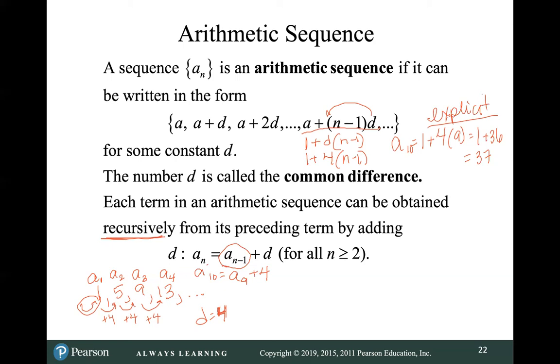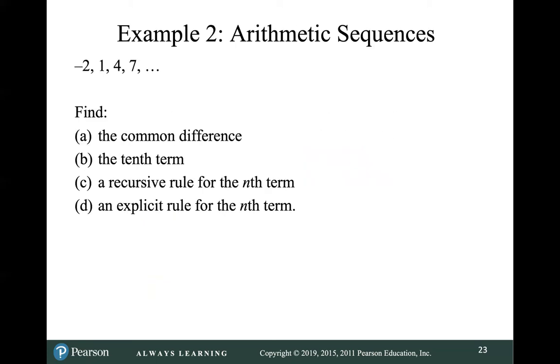Okay, so let's go ahead and take a look at an example. Arithmetic sequence, we have -2, 1, 4, 7. What is the pattern? Well, -2 plus 3 gives me 1.